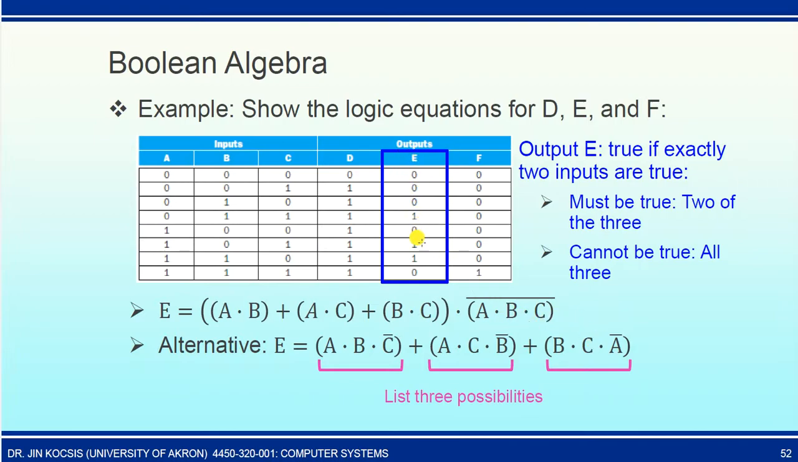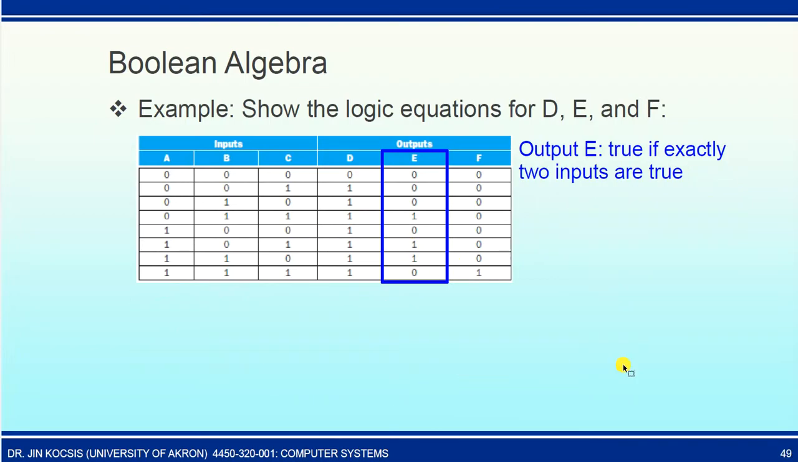Another one, E is 1 when A and C are 1, and B is 0. So A and C themselves, and for B I need B not. And then I implement the AND operation amongst them. Similarly, E is 1 when A and B are 1, and C is 0. I take A and B themselves and C not, and then use the AND operation amongst them. Okay, so this way covers all the cases.